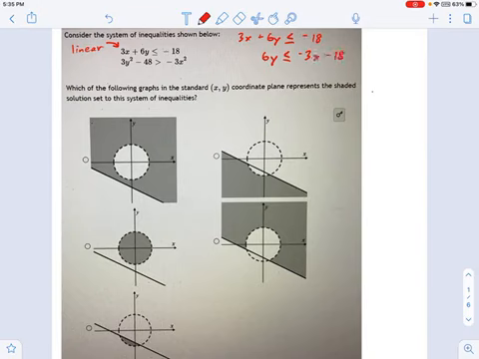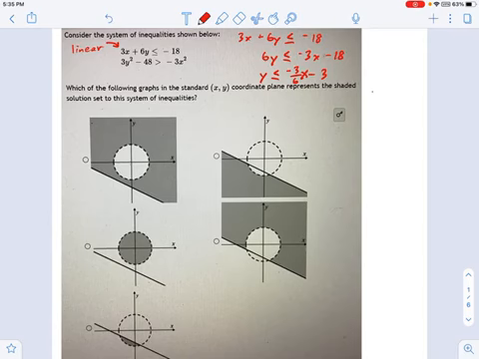I'm doing subtraction here. And then I'm going to divide each side by 6 and say y is less than or equal to negative 3 over 6 x minus 3. Oops, forgot my x. Okay, so there's my inequality for the first one. Oh, I have more space.